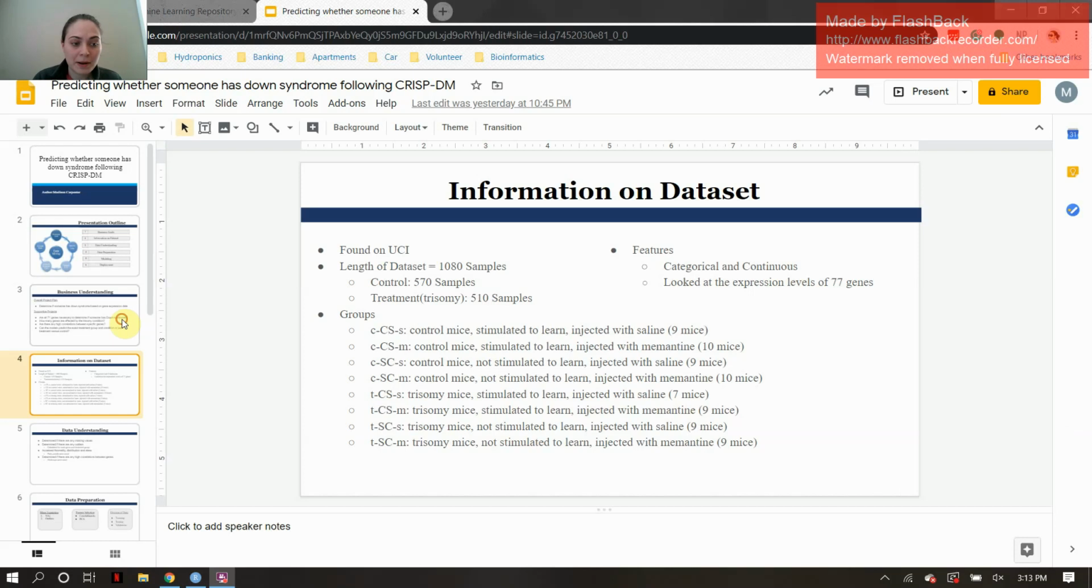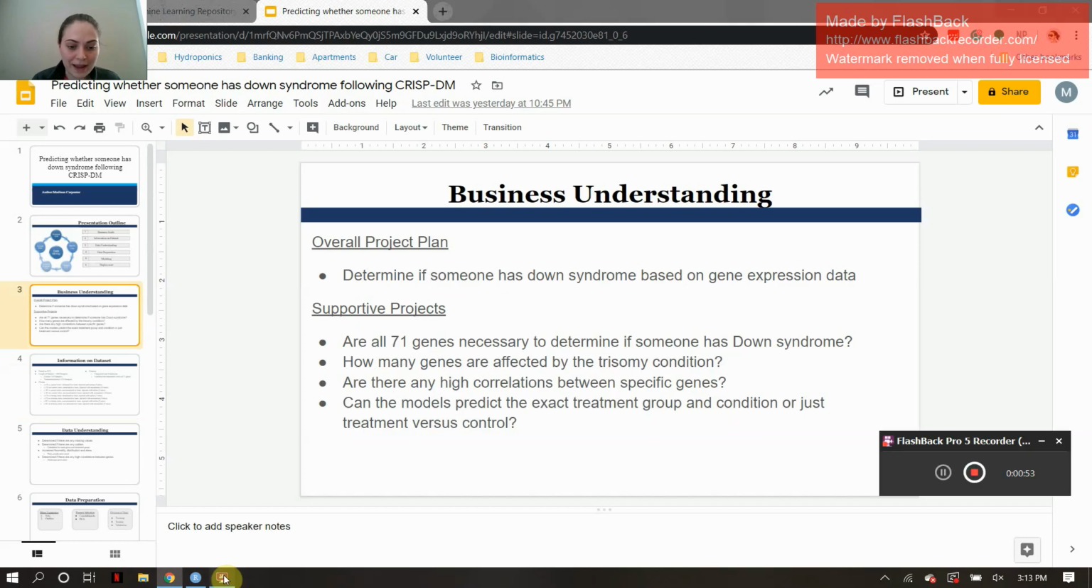So the idea for my project, the overall big picture, again, was to determine if someone had Down syndrome based on that gene expression data. Supported questions throughout it also include: are all 77 genes required to predict that? How many genes are affected by trisomy? Are there any high correlations between specific genes? And can the models actually predict one of the 8 specific treatment groups, or just treatment versus control, accurately?